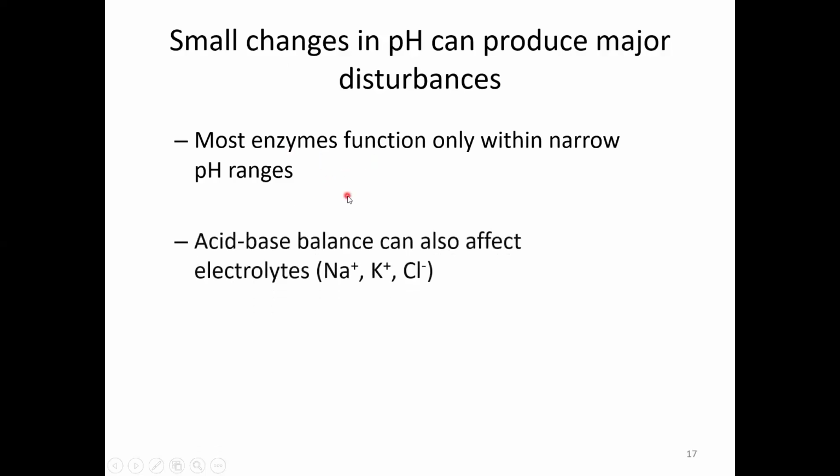Moreover, acid-base imbalance can also affect electrolytes, because this is also tightly controlled. The sodium, potassium, and chloride channels, with the help of these channels, the electrolyte balance is maintained in the body. But these electrolyte balances also get affected when there are imbalances in the acid-base balance. It also affects hormonal activities, because most hormones only work within particular pH ranges.